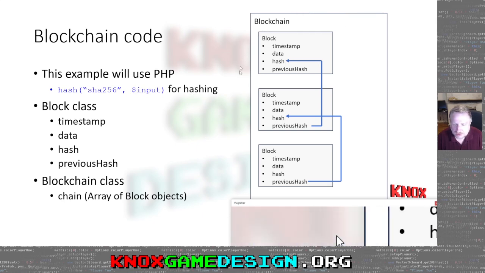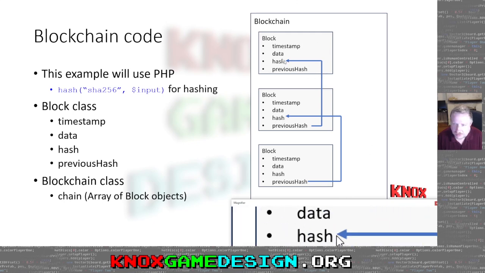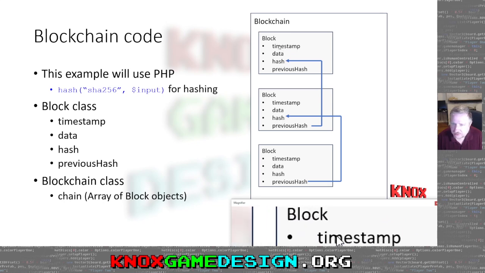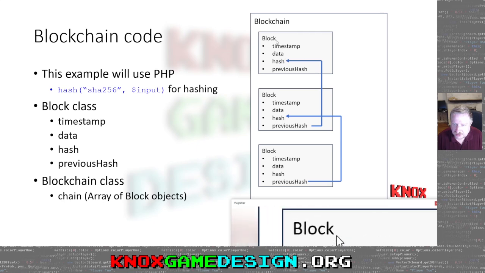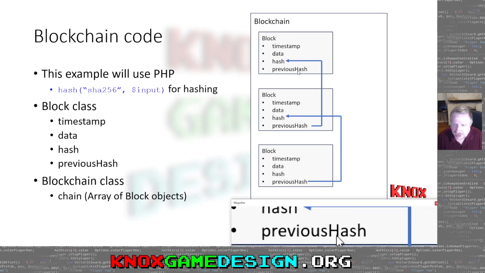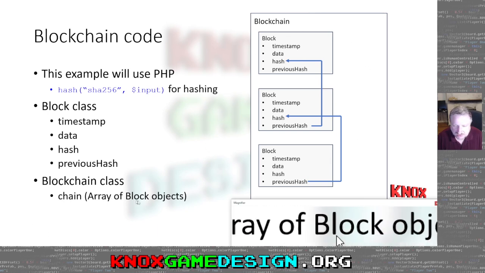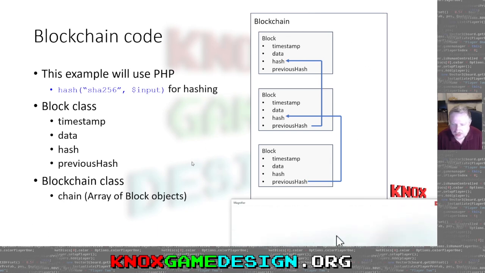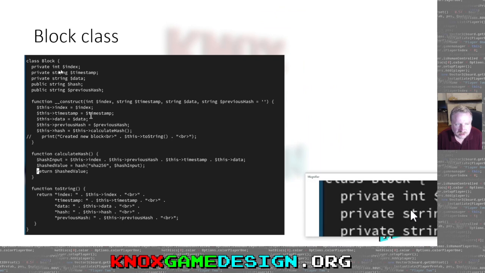What is a blockchain composed of? It's composed of multiple blocks. So what does a block have? Well, in this example, we're going to have a timestamp when that block is created, the data which goes in the block, and then a hash value of that block, and then the hash of the previous block. And then in the blockchain, all it's really going to be is an array of block objects and then some additional methods. So this is basically what the block class looks like right here.